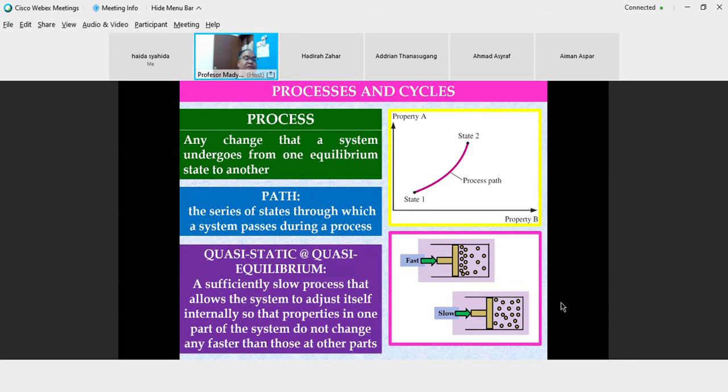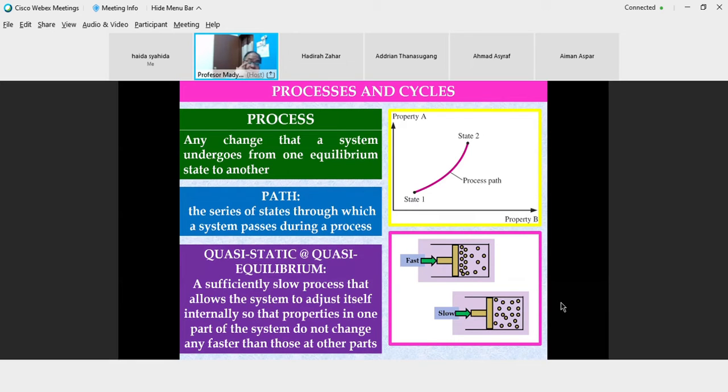Okay, so there is also a process that is a very, very sufficiently slow process. So if you're a slow learner, then you can call yourself a quasi-static learner. So in thermodynamics, we call it quasi-static equilibrium. Okay, so quasi-static equilibrium is what? A sufficiently slow process that allows the system to adjust itself internally. So it's a very slow process.